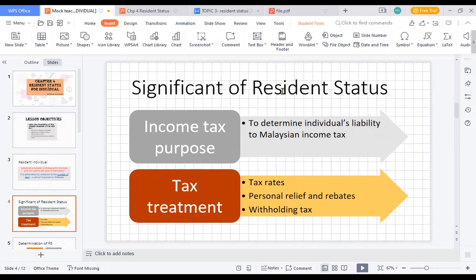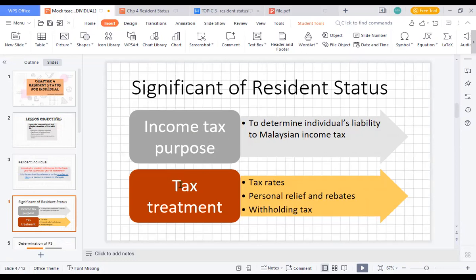First of all, because of income tax purposes. To determine an individual's liability to Malaysian income tax, it means that if that person is a resident of Malaysia, the individual is liable to pay tax. And if he or she is not a resident, is not a local Malaysian, meaning they are not a resident of Malaysia, then they will not be liable to tax or income tax.